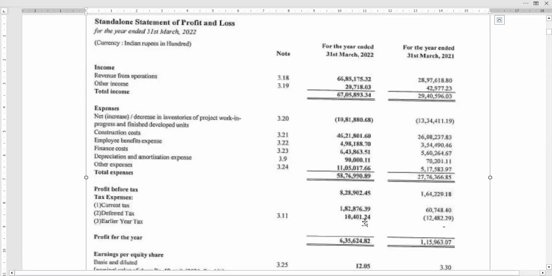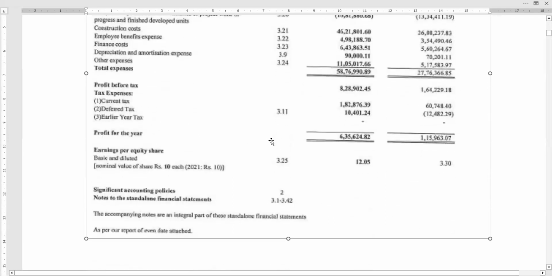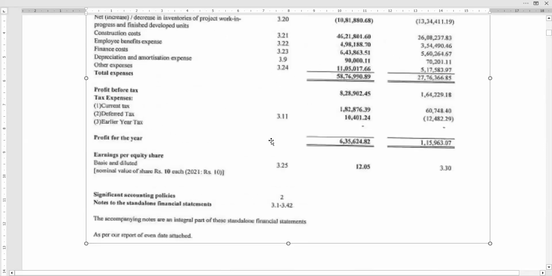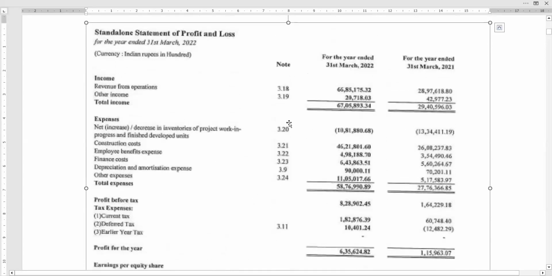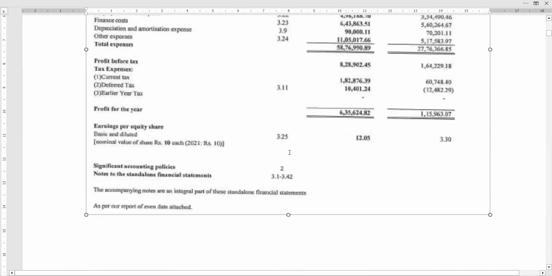Yeah. See, now here we have revenue from operations, other income, same as whatever we have seen. Whatever breakup they had given is there in the schedules. Net increase or decrease in inventory of project. I am not going to read this now. We have already seen the format. Now I am going to these notes.